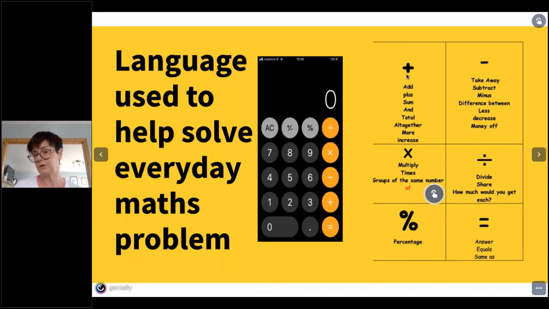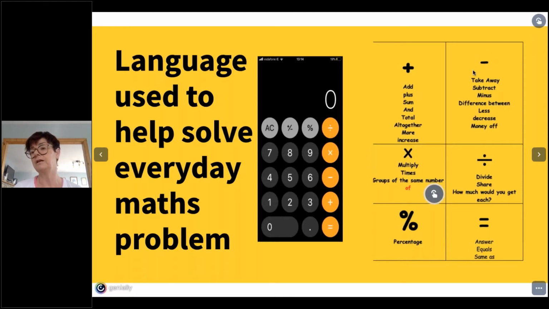Underneath this sign here, you'll be familiar, it's the addition sign. We know it as plus, but it also helps you to find the sum of numbers. Add 1 and 2 together, find the total. All together is another term that means we're going to be adding. If you want to add something more onto another figure, you're going to use this sign. Increase something, use this sign.